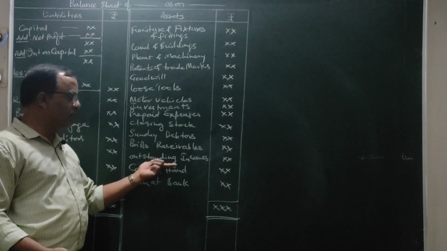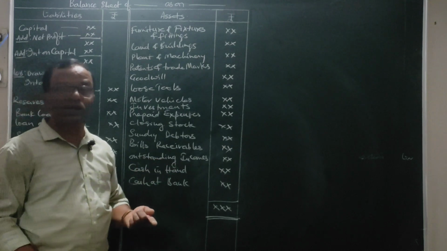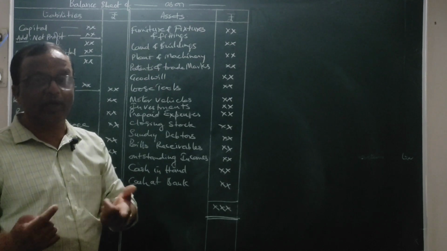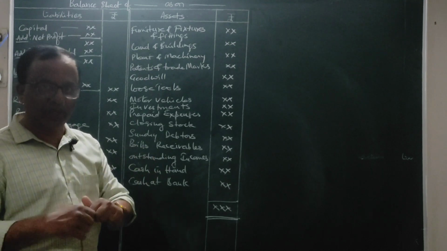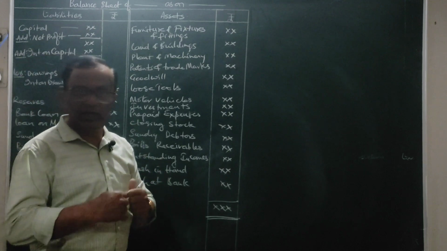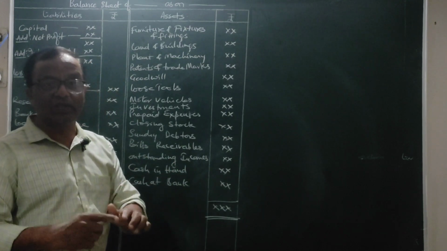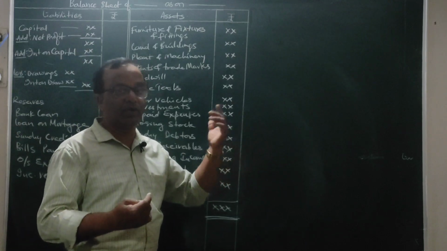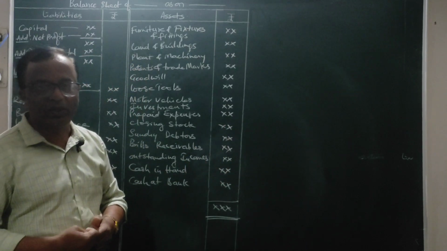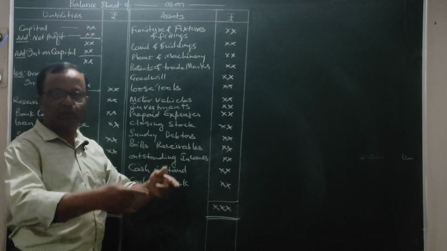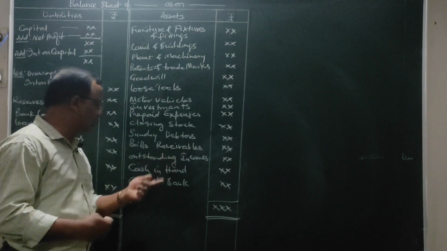Similarly, observe here outstanding incomes. Outstanding incomes are incomes receivable but not yet received. Just like commission receivable, rent receivable, interest receivable. Receivable is different, received is different. Received is already received, it is an income. You will write it on the income side in the profit and loss account, which is the credit side. Here this is receivable. So it is some money receivable. It is our asset, a current asset.